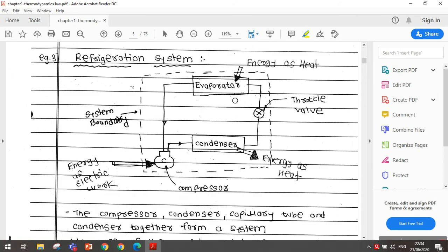Now the refrigeration system is also an example of a closed system, because in this system the working substance is the refrigerant, which is used again and again and doesn't cross the boundary of the system. There is only a transformation of energy as electric work. If you see the refrigeration system in our home, it consumes electricity. Electric energy is supplied to the system and we get the cooling effect. So there is a transformation of only energy, but no transfer of the working fluid, the refrigerant. So the refrigeration system is a closed system.